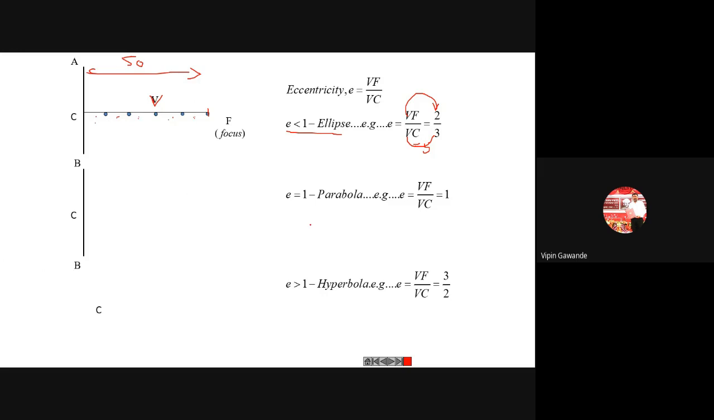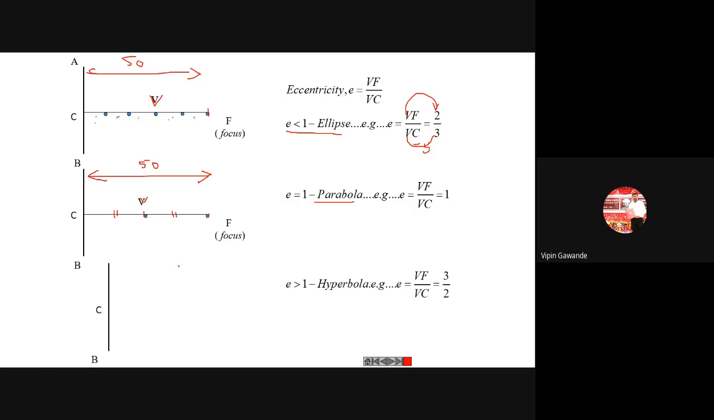Now the next one is the parabola. In the parabola, again we will draw one directrix and one axis. Now the CF distance is given. Suppose this distance is 50. In parabola they will not mention the eccentricity; they will just say construct the parabola. When they say construct the parabola, we must understand that eccentricity is equal to 1. When eccentricity is equal to 1, that means VF is equal to VC. So VF is 25, VC is 25. So we have to mark the vertex exactly at the center. In parabola, the vertex comes exactly at the center, because here the eccentricity is 1 and VF is equal to VC.